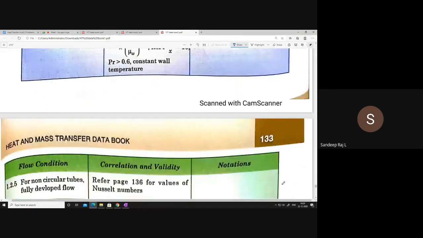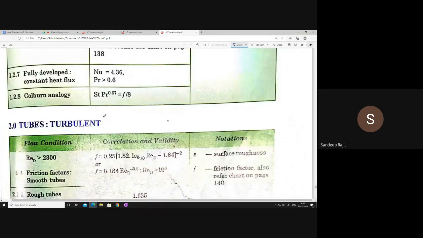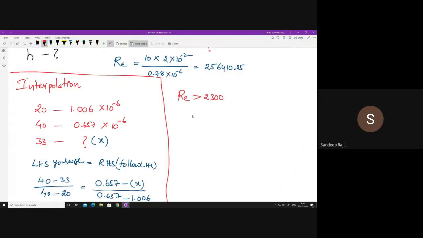The page number is 133 here. So here you can see the turbulent. In turbulent, the Reynolds number is greater than 2300. So that's how you will take. You can remember it. Even if you forget sometimes, you can refer to the data book and then recall it. So since RE is greater than 2300, it is a turbulent flow.